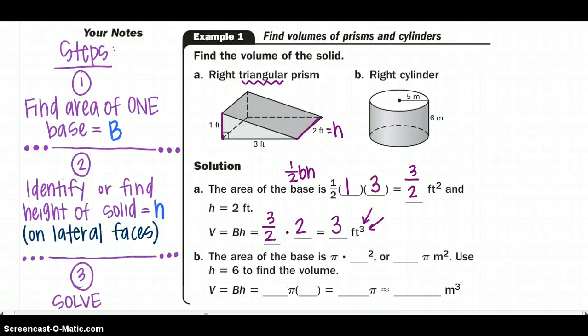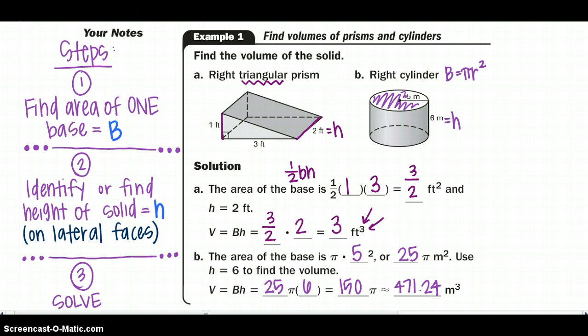All right, now we want to find the volume of our cylinder, and our base area will now be pi r squared, finding the area of a circle. So pi times 5 squared gives us 25 pi. That would be the base area here. Now we know that this 6 meters is the height, so we can just plug it in: 25 pi times my height of 6, which gives me 150 pi, or approximately 471.24.